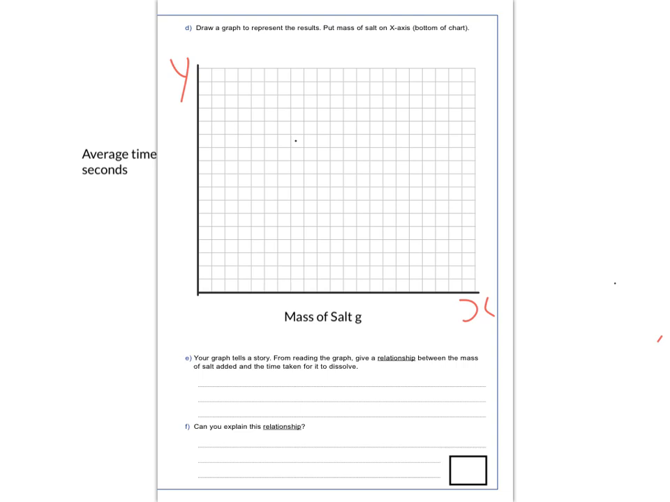Now that we have our axes in, we need to plot our points. Our mass of salt, guys, starts at 6 and it goes all the way up to 36. What we have to be very careful of is that we do it at even intervals the whole way across. So I've decided to go up in 2s and to let each line equal 2. So 2, 4, 6, 8, 10, 12, the whole way up.